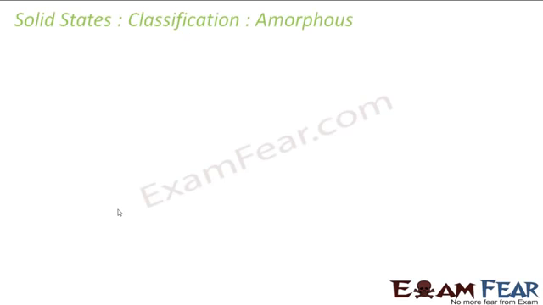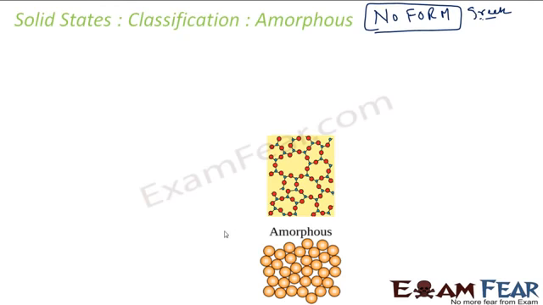The next is amorphous. Amorphous itself came from the Greek word amorphous, that is, no form. That is the origin of this word. So it consists of particles of irregular shape. For example, there is no fixed pattern. These are all constituent particles of haphazard, irregular shape.